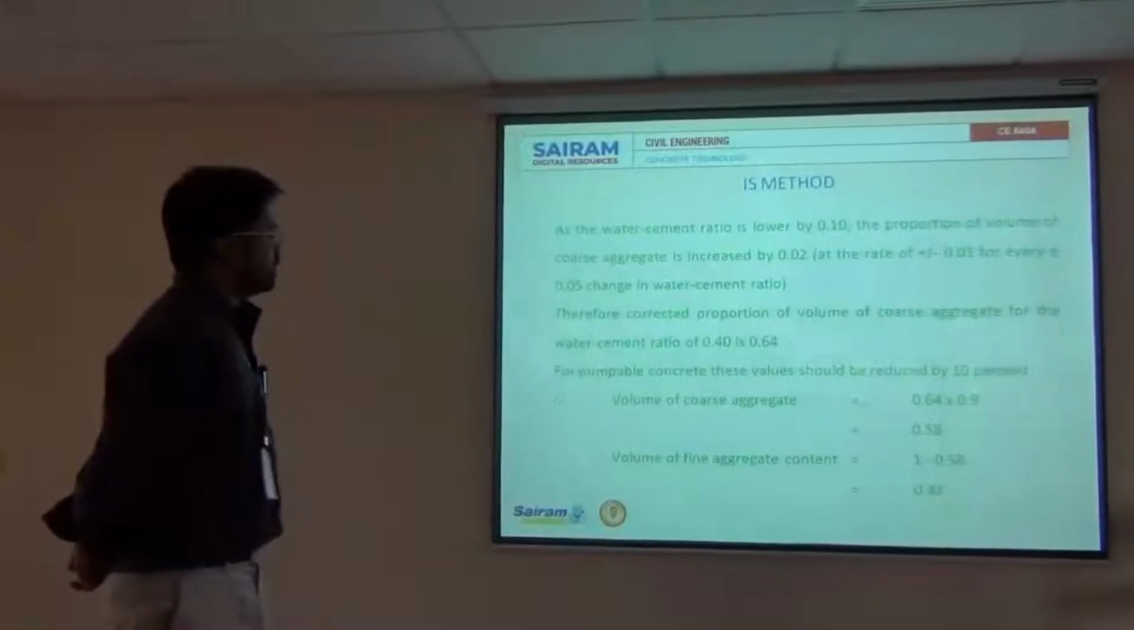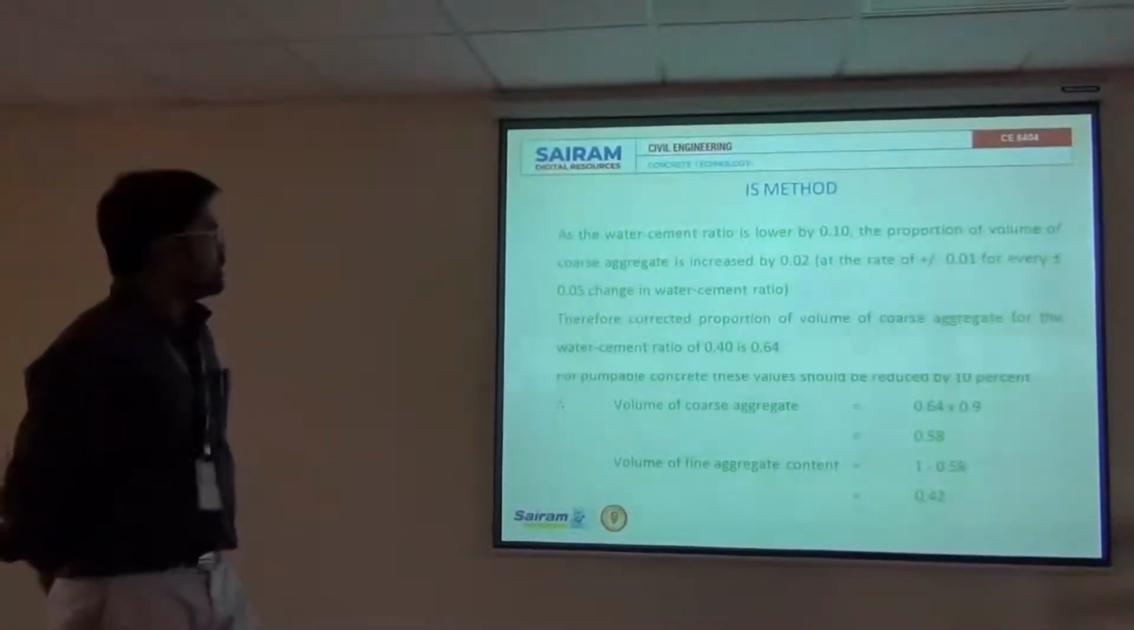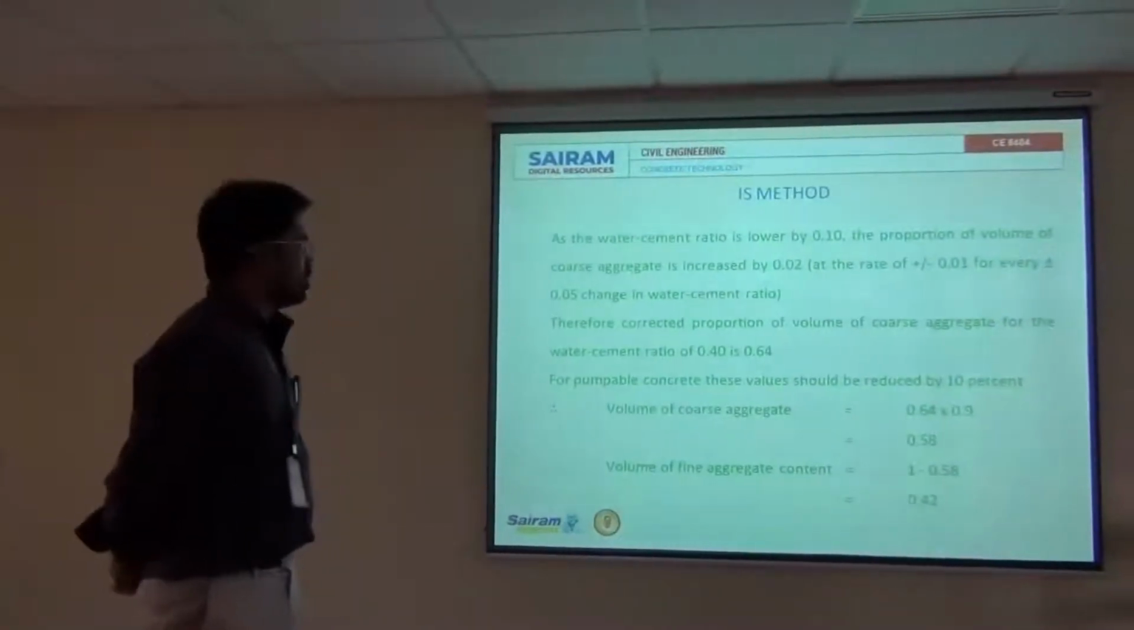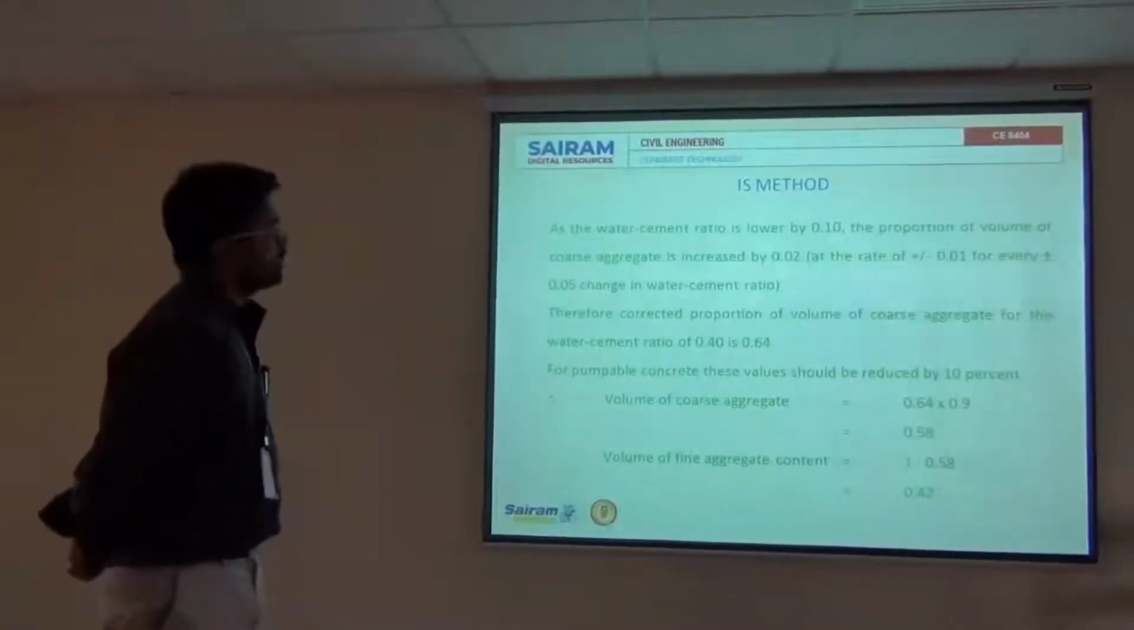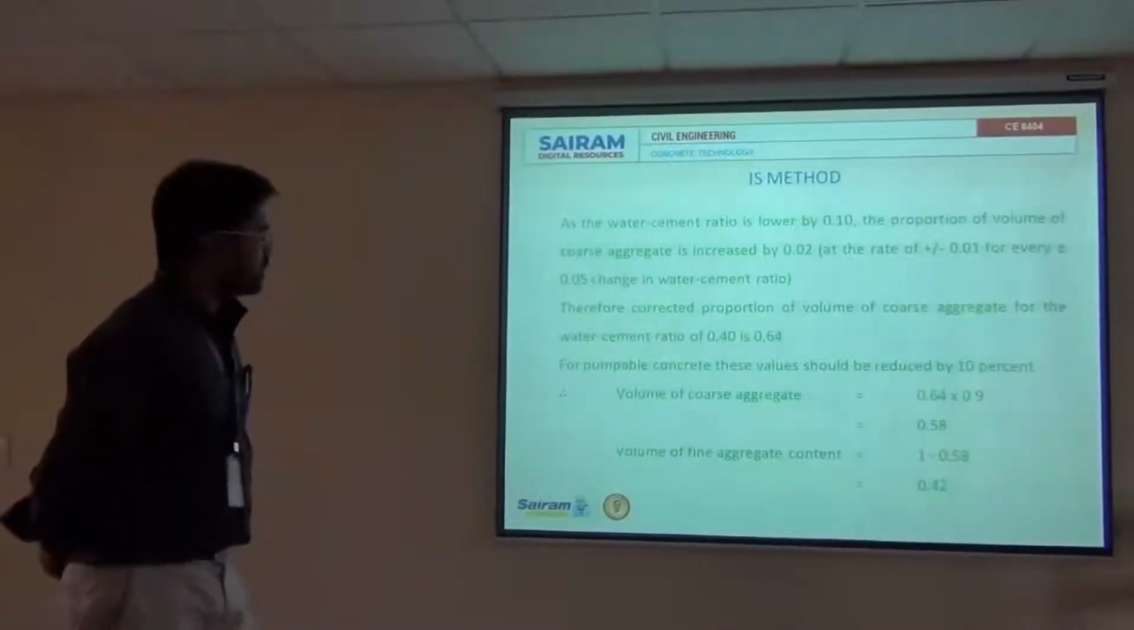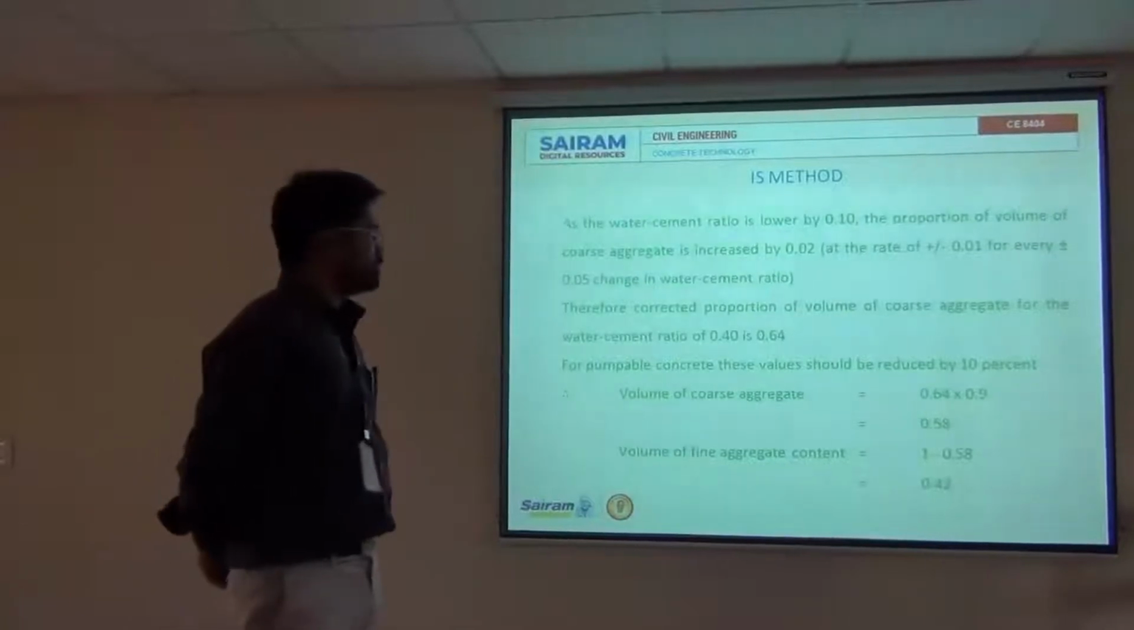Here the method of placing the concrete is pumping. So in case of pumping, the proportions will be reduced by 10%. Therefore here the volume of coarse aggregate will be equivalent to 0.64 into 0.9.